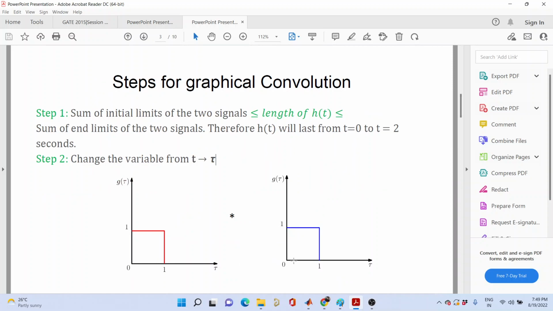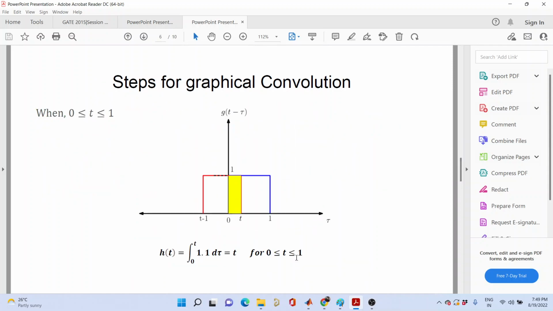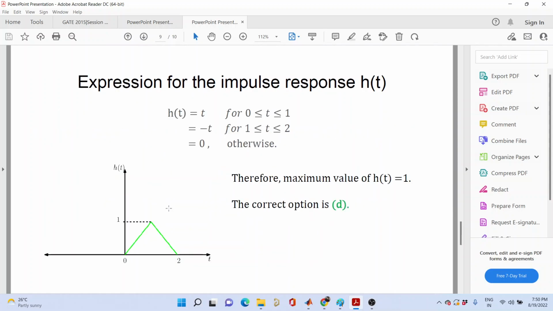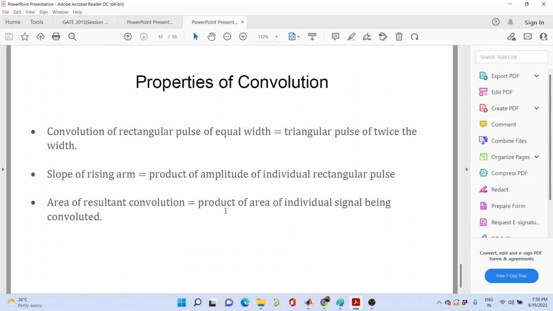The width of each of these square signals was unity. What you got was a triangular signal of width 2. So this is the thing that you have to keep in mind. This is one of the properties.